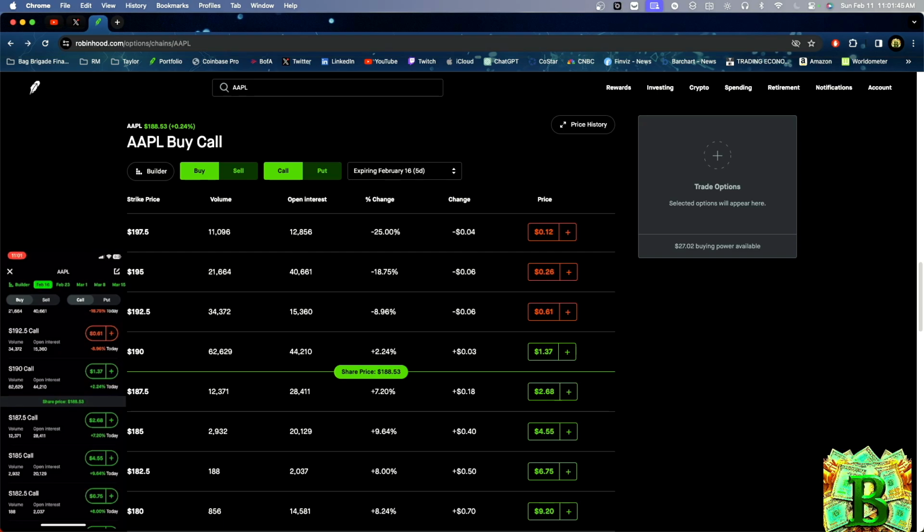So the value of the call options can fluctuate based on various factors, including the movement of the underlying stock price. As the stock price changes, so does the value of the options, like I just explained. If the stock price rises, the value of your call option typically increases, allowing you to sell it at a higher price or pocket the difference.